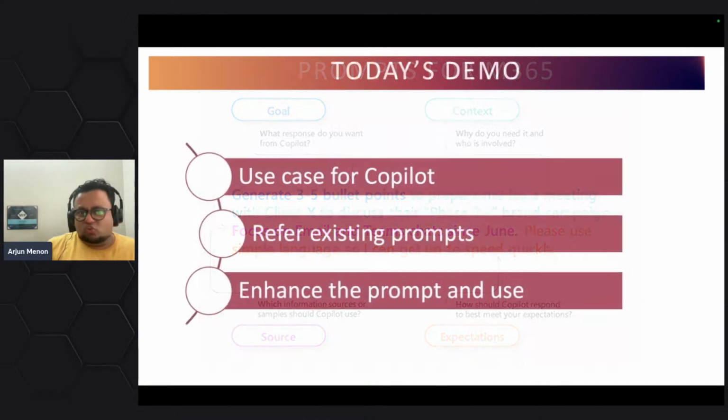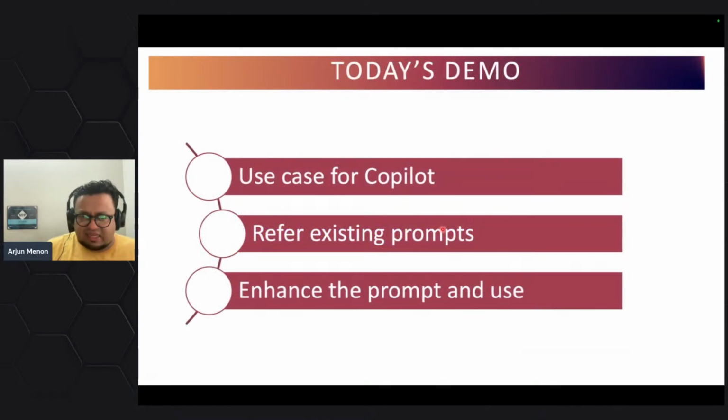All right. So in today's demo, we're going to pick up a couple of use cases specifically related to meetings, and then we are going to see the existing samples which are already available. Then we are going to enhance the Copilot prompt and be able to use it. So in most cases you may not need to create it from scratch. The first step is that you can go into the existing repository, go to the samples, and use it over here. All right.